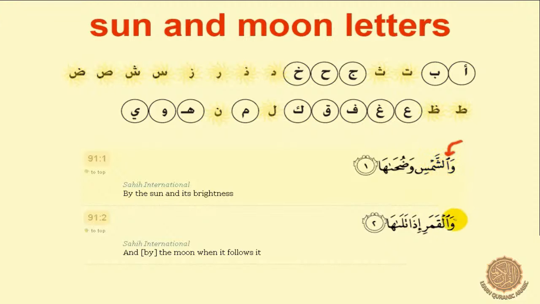Then we have Wal-Qamari idha talaha. Wal-Qamar. So you notice the Lam here has a sukoon on it. Now in the mushaf, when the Lam is not pronounced, it doesn't have any sign on it. It's written, but there's no sukoon. But here it's Wal-Qamari idha talaha. So the Qaf is from Huruf al-Qamariyah. Now let's take examples of this, inshallah.